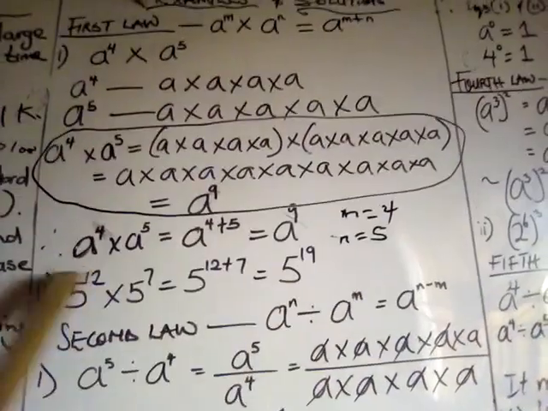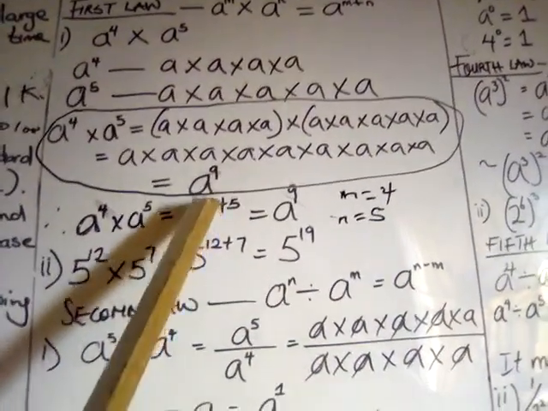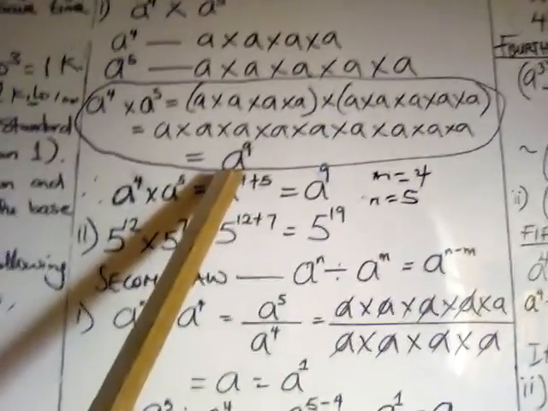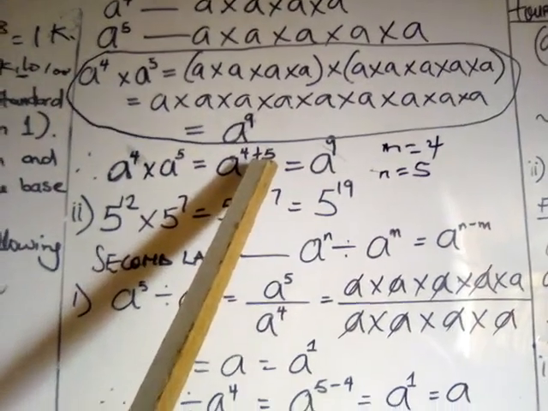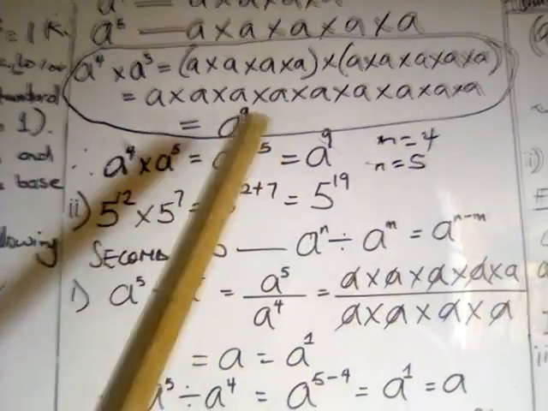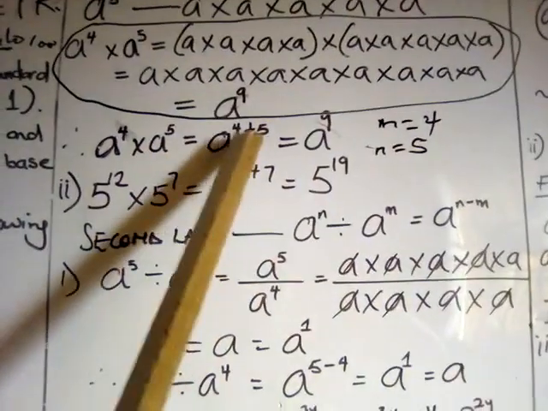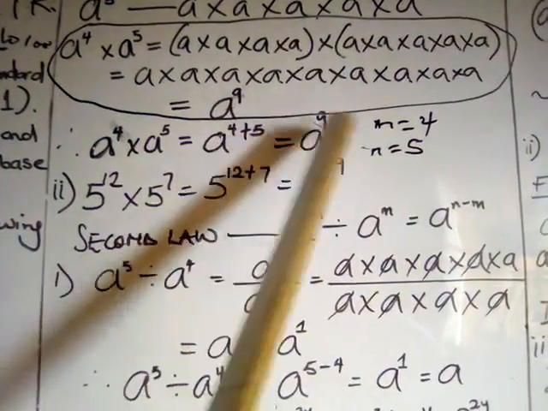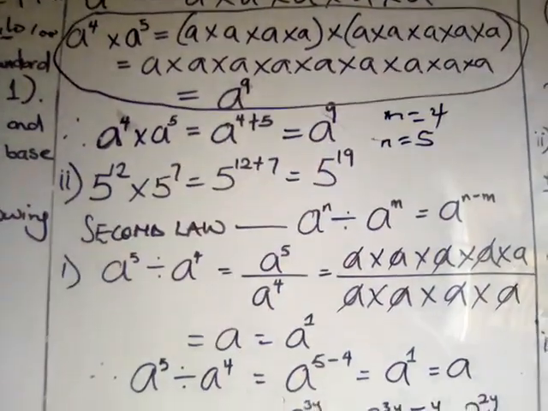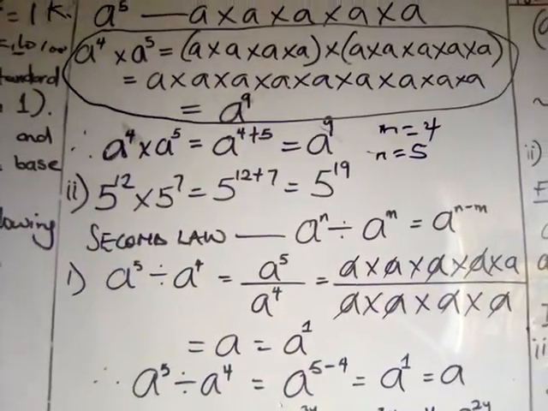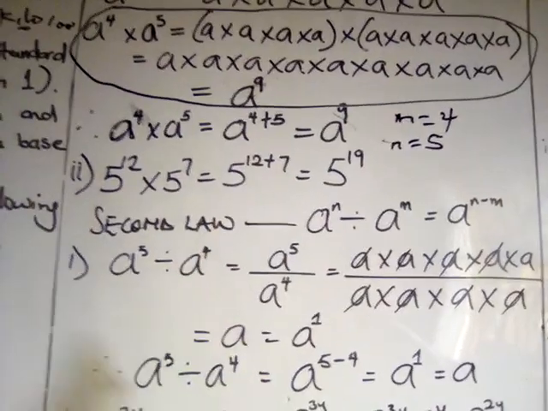So with that now, you say a raised to power 4, which is our m, plus a raised to power what? 5, but plus 5, which is our what? N. So if we add the two together, 4 plus 5 will give you 9. A is to power 9. You can see we have the same answer. You can see how easy and simplified it is. You just need to master this.